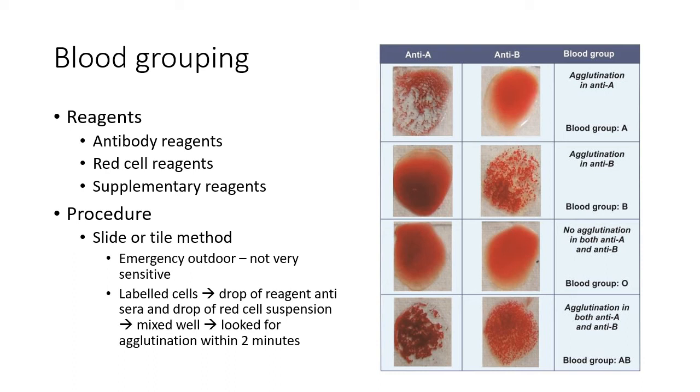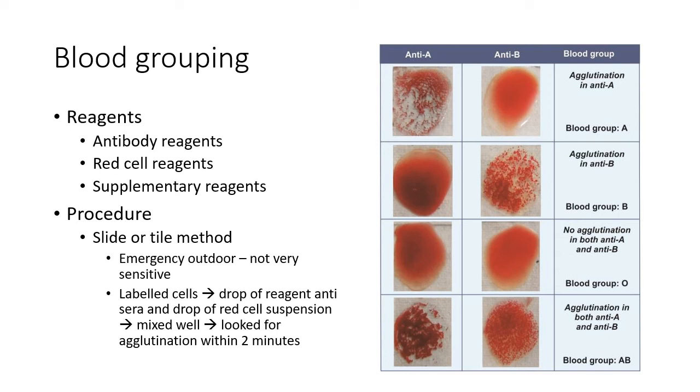Now coming to the procedure, the commonly used method is the slide or tile method. This is used generally for emergency blood group determination and also in outdoor conditions. This is not a very sensitive test and it has another disadvantage, that it dries very quickly.